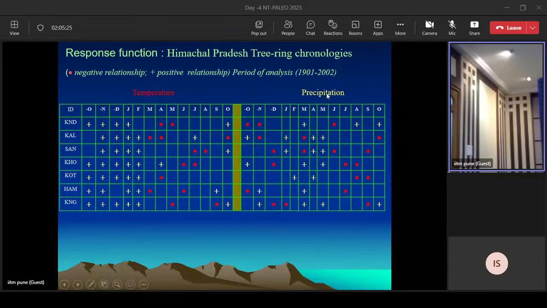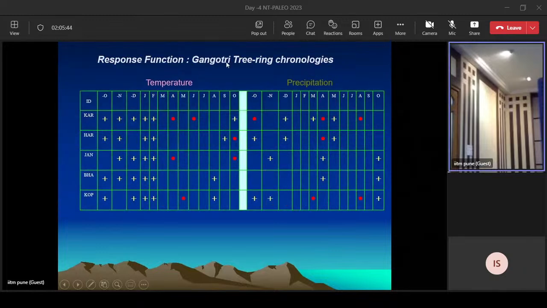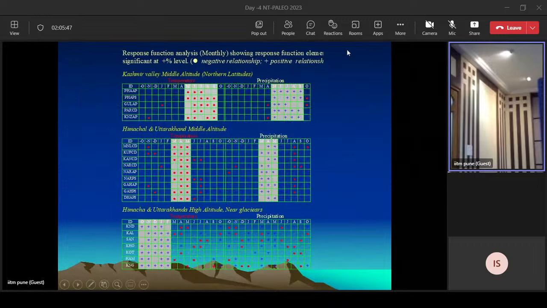If we see the overall average response of Himachal Pradesh or the Gangotri side, you can see all the sites show a positive response to winter temperature. And these are the responses of Kashmir, Himachal or Uttarakhand middle altitude, and Himachal and Uttarakhand high altitude. So in the middle altitude for Himachal and Uttarakhand, we see the temperature and precipitation of pre-monsoon show a significant response.